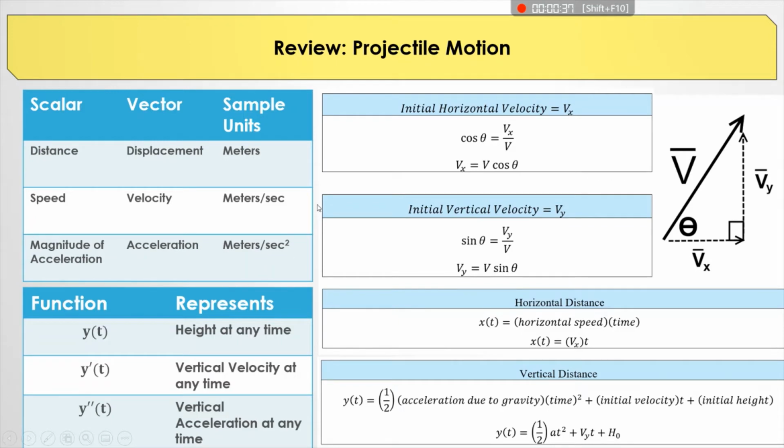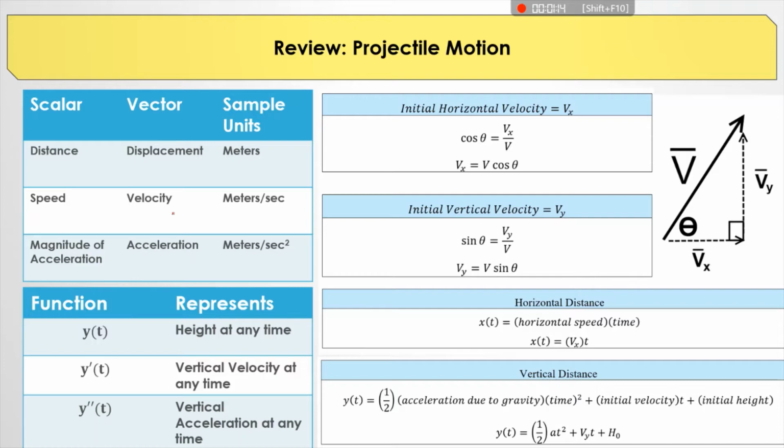So just to review, we have scalar and vector quantities. Scalar quantities are without direction. Vectors are with direction. So if I told you that this was 4 meters, that would be scalar. If I told you that this is 4 meters west, that would be displacement. So if it has direction, it's a vector. If it does not, it's scalar.